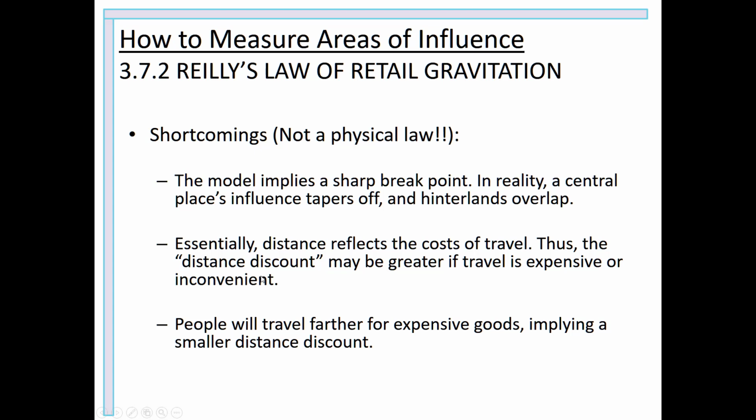Another shortcoming: essentially, distance reflects the cost of travel. Thus, the distance discount may be greater if travel is expensive or inconvenient. This is not taken into account in the model. Another shortcoming: people will travel farther for expensive goods, implying a smaller distance discount. Distance is treated the same.